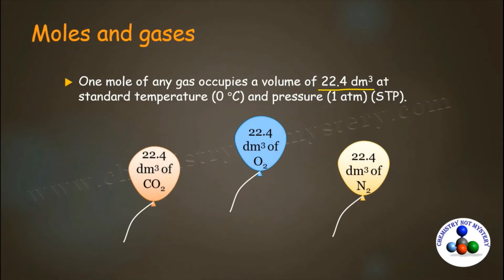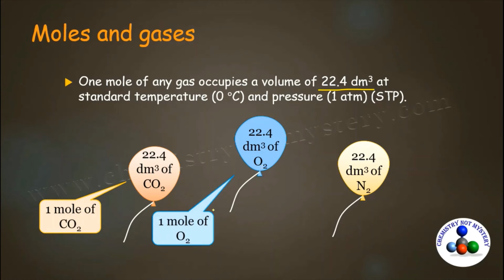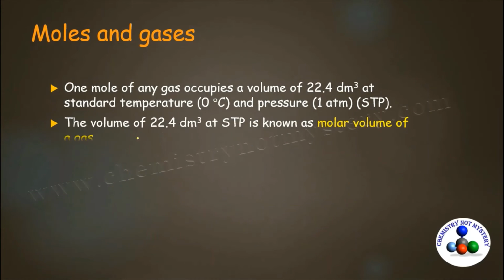For example, there are 3 balloons having the same volume, 22.4 dm³. One is filled with carbon dioxide, so it will contain 1 mole of carbon dioxide. The second one is filled with oxygen, so it will contain 1 mole of oxygen. And the third one will contain 1 mole of N2. The volume of 22.4 dm³ at STP is known as the molar volume of a gas, and it is fixed for all the gases.